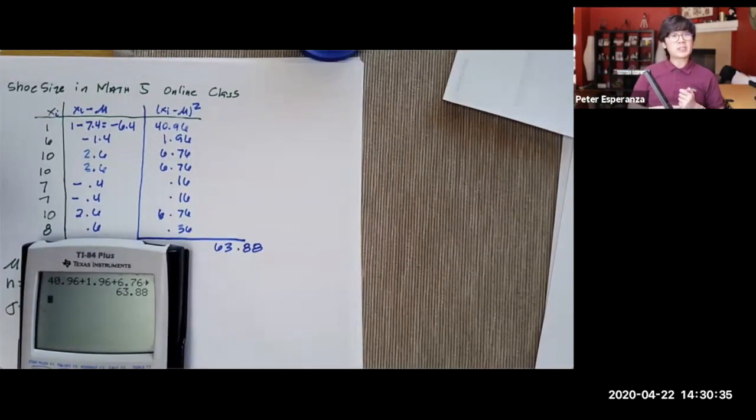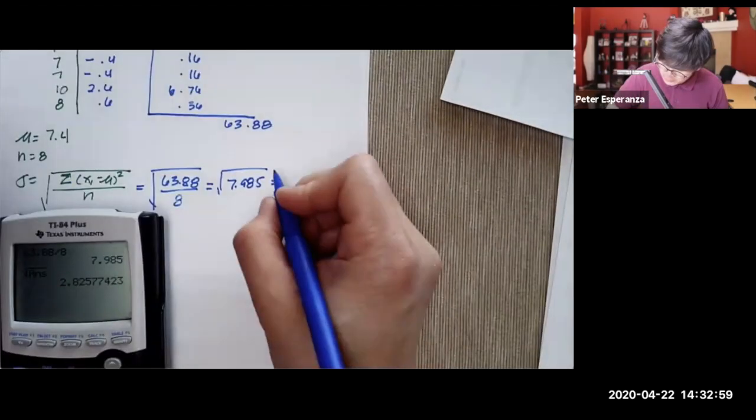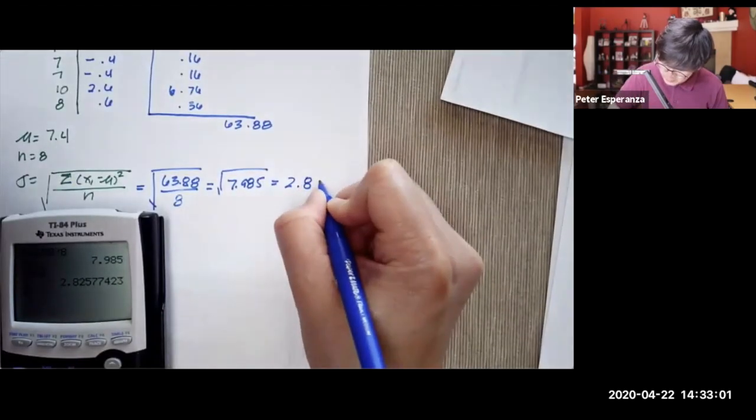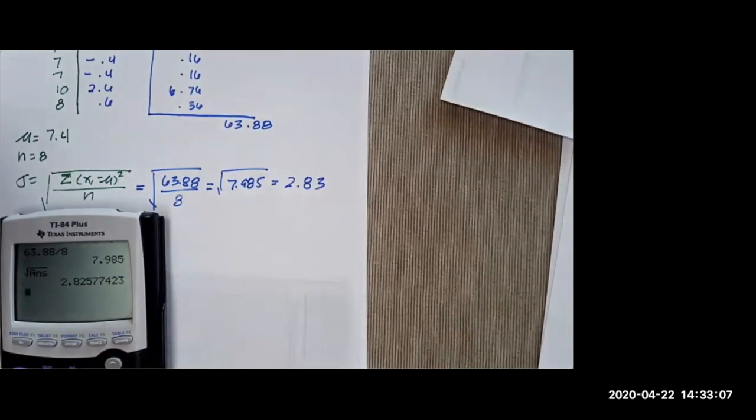So now can you please compute for the standard deviation because you have all the ingredients that you need to use the formula for the standard deviation. So can you please give me this? 2.83. Or 2.8. Oh, I didn't square root. That's why.